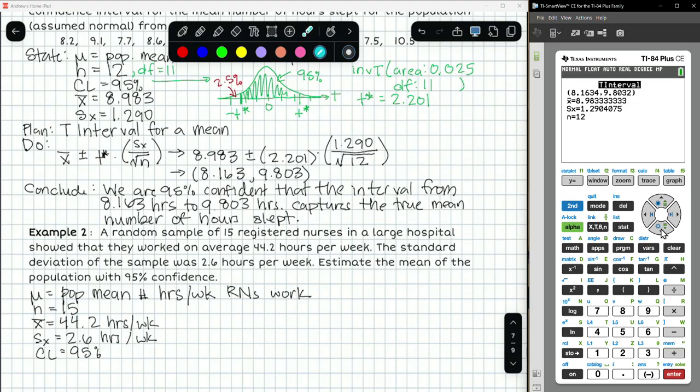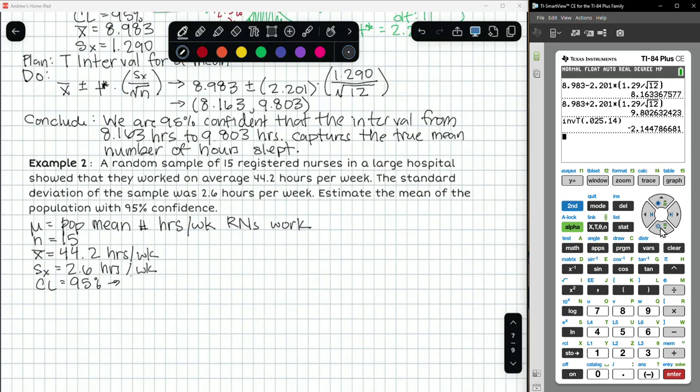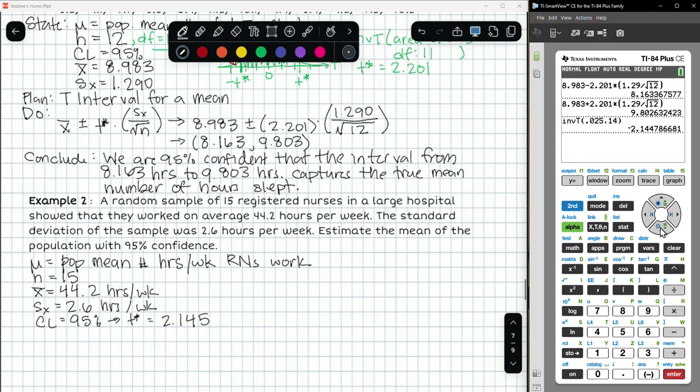We're going to go ahead and do that. I'm going to do it quickly off to the side because I know that this is still true. It's still 95% in the middle, 2.5% in each tail. So that inverse t command is going to look the same except for the degrees of freedom. Second, vars, inverse t, same area, but now degrees of freedom is 14. So we get critical value of 2.145, which you'll notice is smaller than 2.201. Not a whole lot, but it is smaller, and that's what we expect to see.